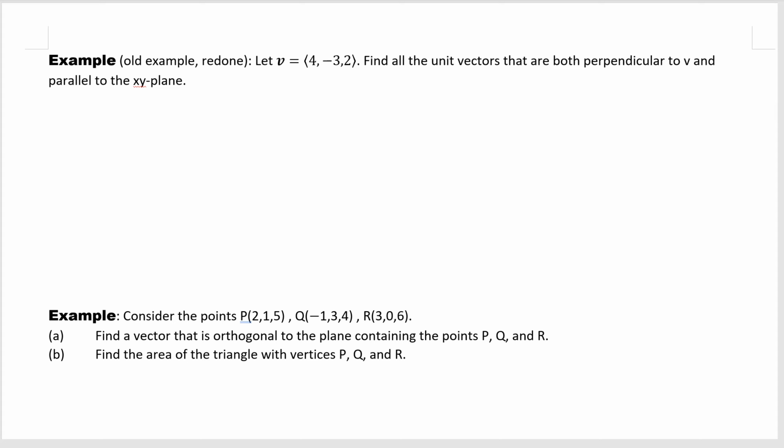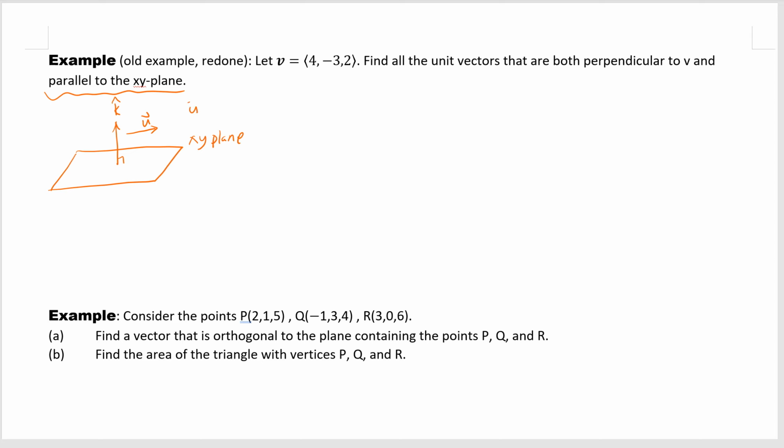So we have the vector V, and we want to find all the unit vectors that are both perpendicular to V and parallel to the xy plane. What does it mean by saying parallel to the xy plane? So this is the xy plane. Okay, let's look at this vector. This is the vector k, right? It is perpendicular to the xy plane. And if a vector is parallel to the xy plane, it means this vector must be perpendicular to the vector k.